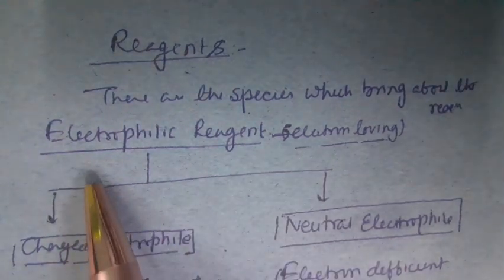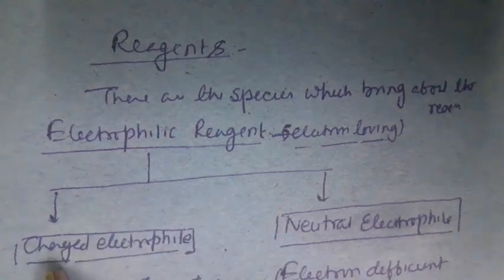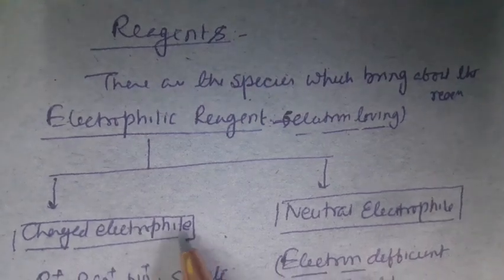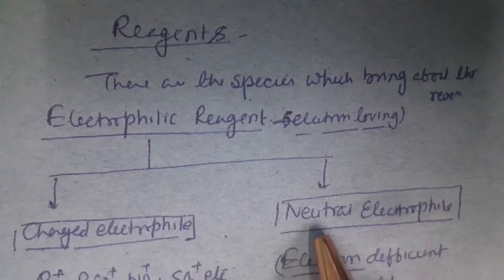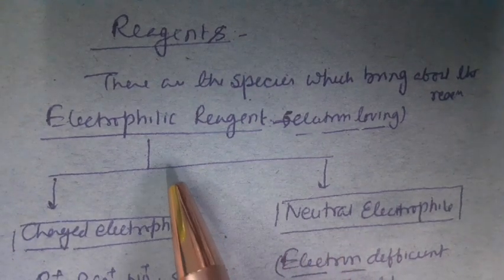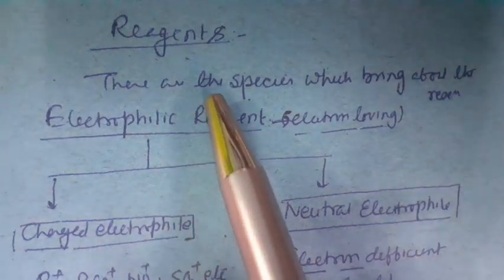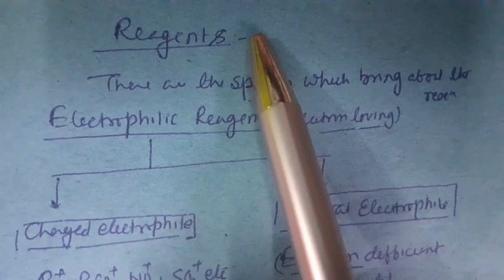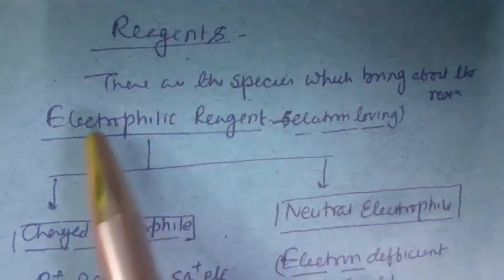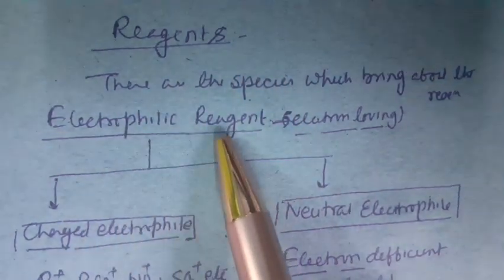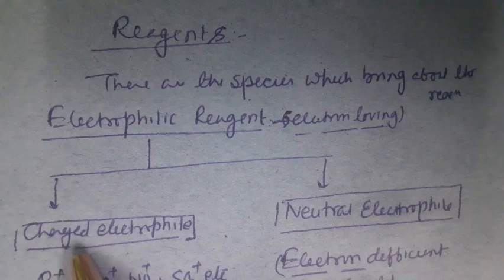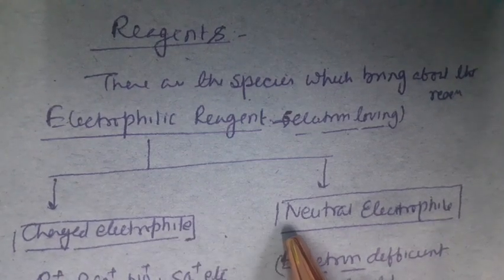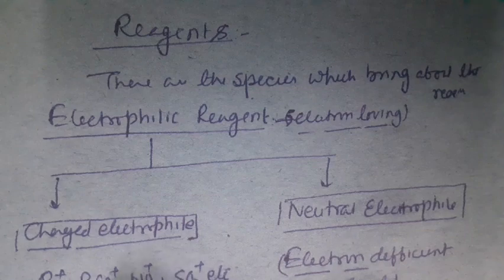Now you can see that electrophilic reagents are further classified into two parts: charged electrophile and neutral electrophile. It is interesting to note that electrophiles are always represented by the symbol E. You can write E over here. So the classification of electrophiles is of two types: one is called charged electrophile, and the other one is neutral electrophile.